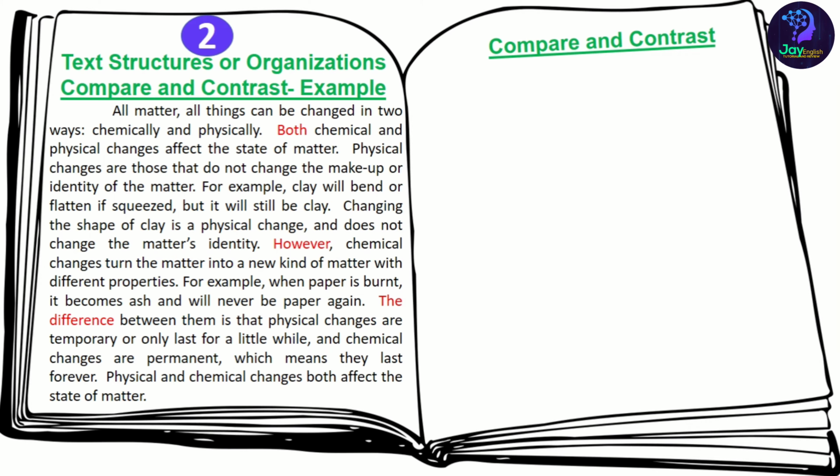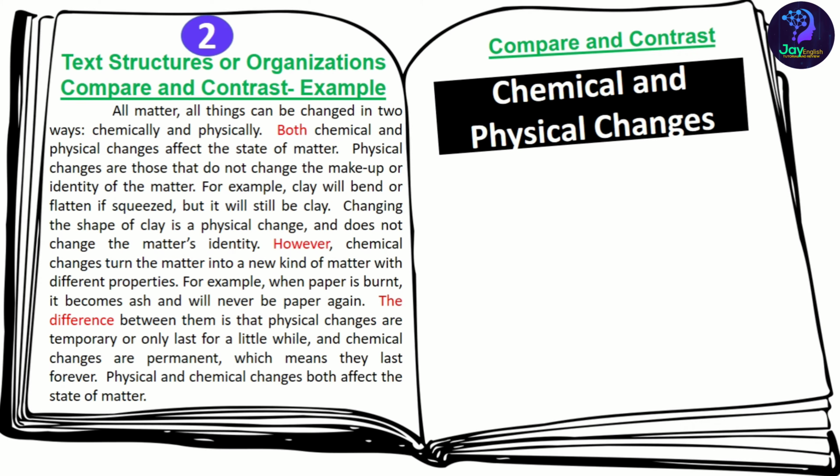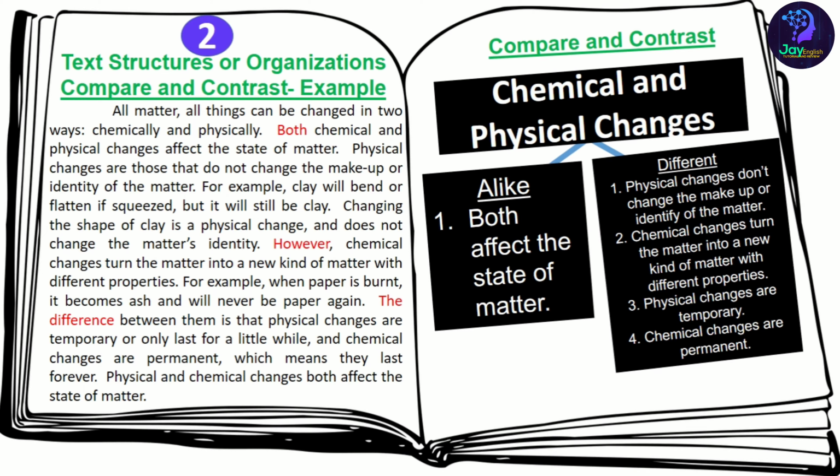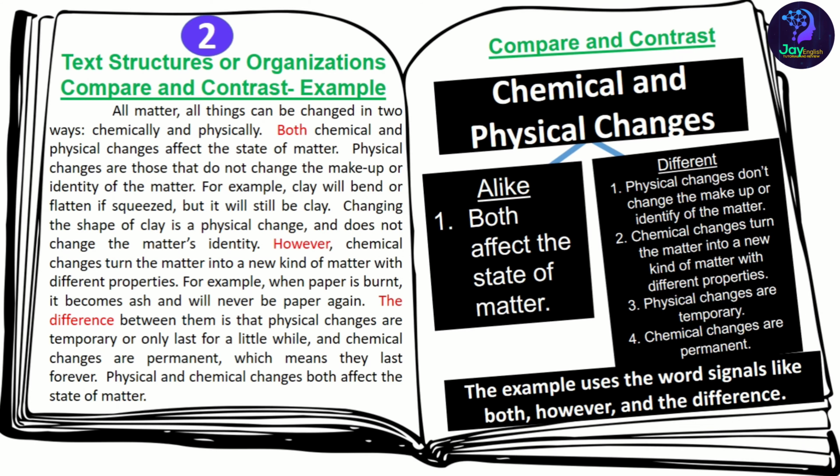This example compares and contrasts the chemical and physical changes as it discusses how the two are alike and different. First, they are alike because both affect the state of matter, and they are different because first, physical changes don't change the makeup or identity of the matter. Second, chemical changes turn the matter into a new kind of matter with different properties. Third, physical changes are temporary while chemical changes are permanent. Also, the example uses the word signals like both, however, and the difference.